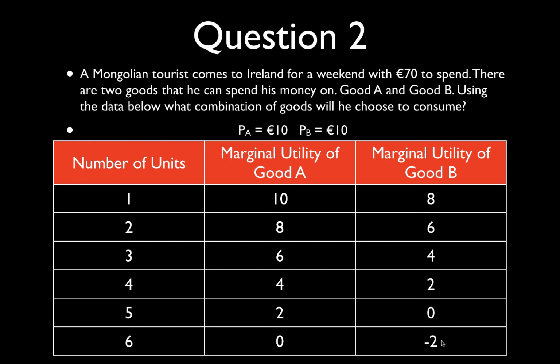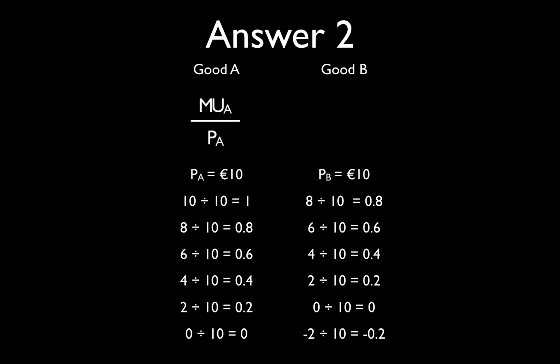Okay, well, hopefully you've had a go or had a chance to do that, and hopefully you got the right answer. So let's have a look and see. Okay, so he's got €70 and each good costs a tenner. And again, we are trying to spend our money in such a way that the ratio of marginal utility to price is the same for all goods consumed. Also, we have to spend all of our money because if we didn't do that, we'd be giving up an opportunity to make ourselves happier, and as such, we would not be seeking maximum utility, and we'd be breaking the second assumption of consumer behavior.